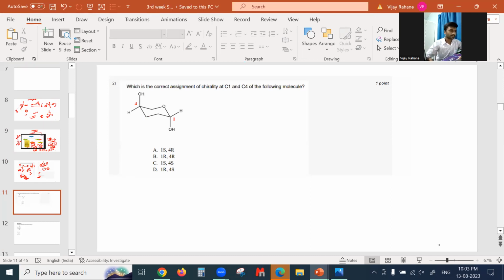This is the C2 carbon atom, and this one is the C4 carbon atom. So we just need to assign the stereochemistry for the C2 and the C4 carbon atom. So we'll just draw independently this individual chiral center. So if you see this chiral center individually, this OH is above, right? You can see here the oxygen is above. This hydrogen is also above, and this hydroxy group is below.